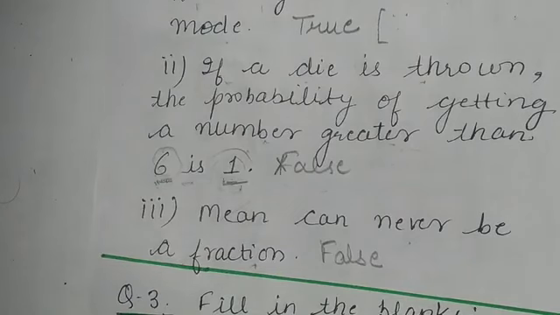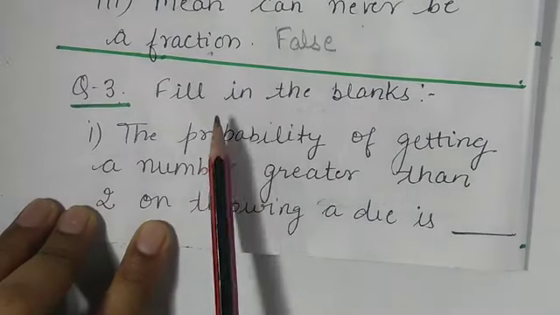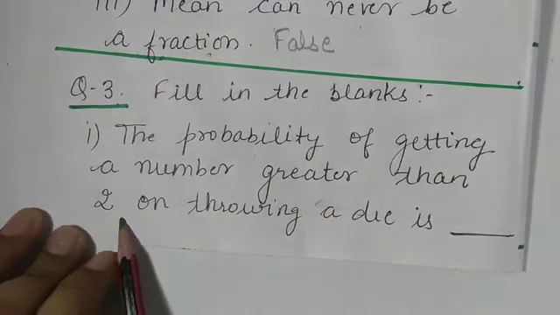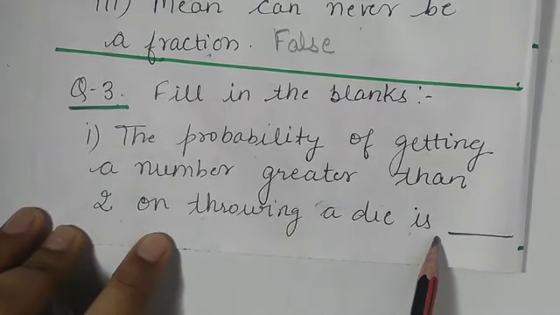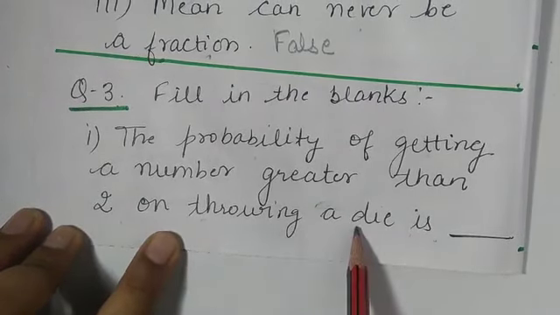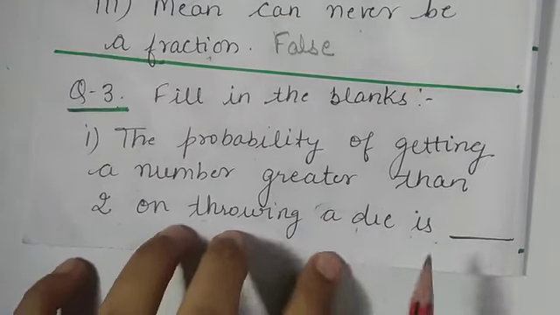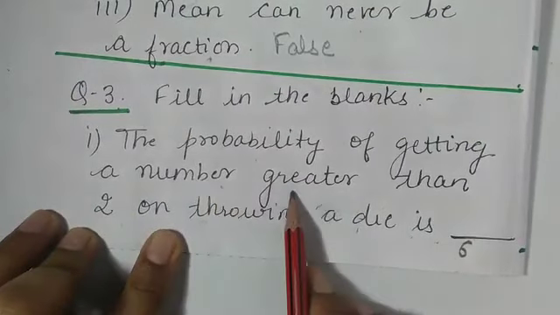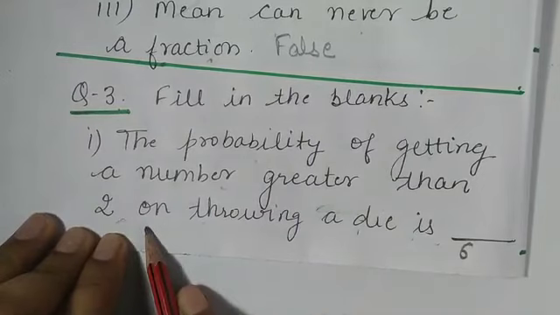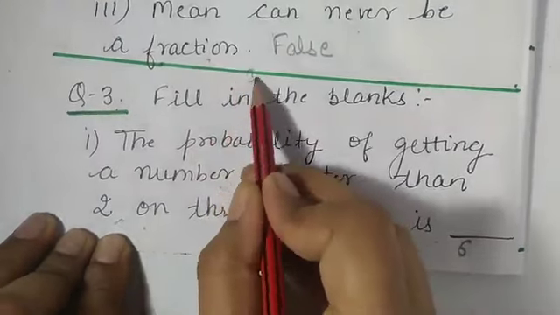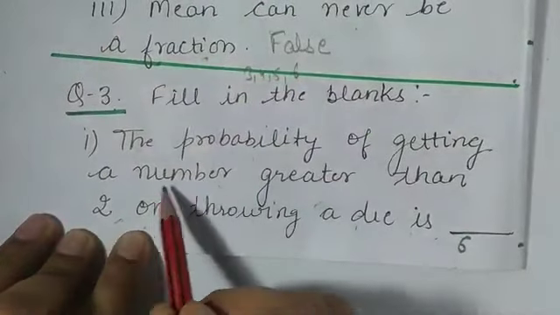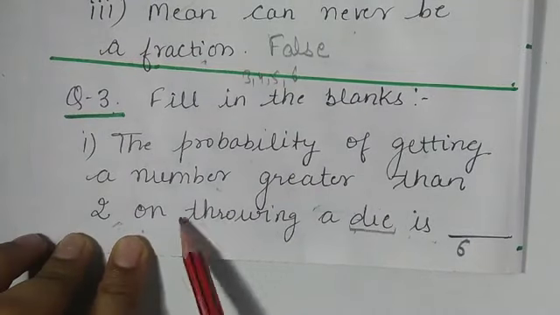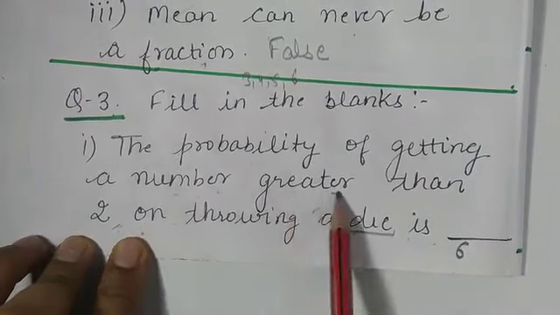Now come to question number 3. Question number 3 is fill in the blanks. First part is, the probability of getting a number greater than 2 on throwing a die is. So on throwing a dice we have total possible outcomes 6, and we have to find the probability of a number that is greater than 2. So we have 4 numbers that are greater than 2, that are 3, 4, 5, 6, and the question is talking about a die. We have 6 numbers overall.